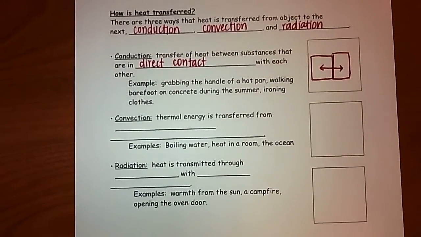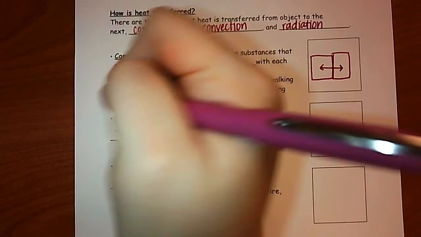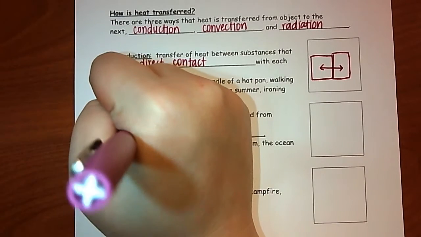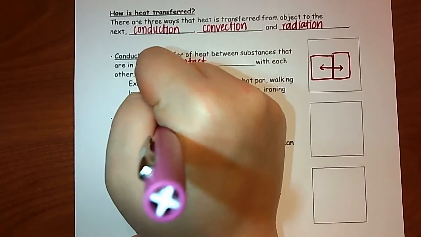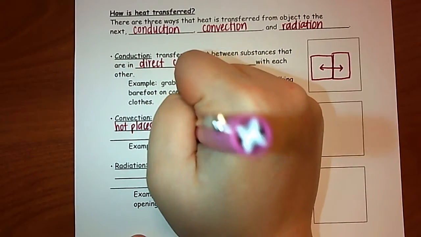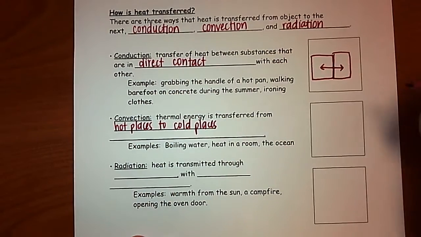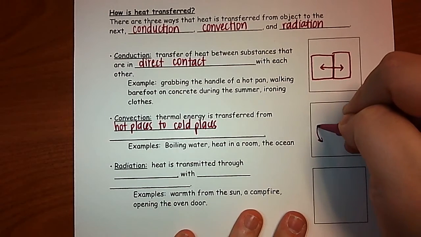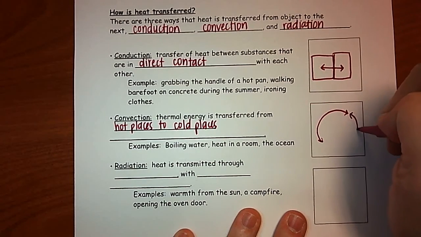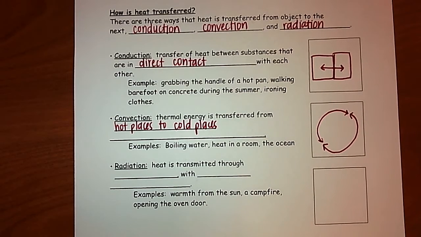The next one's convection. Thermal energy is transferred from hot places to cold places. So if you think of when you're boiling water, the heat is moving from the stove into the cool water that you have. When you're heating a room, the room is cold and then it's getting warmer. It warms the room up. The last one's radiation.